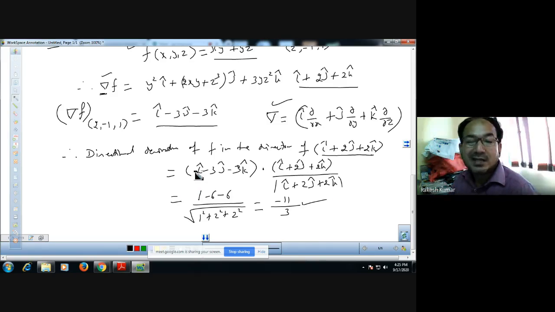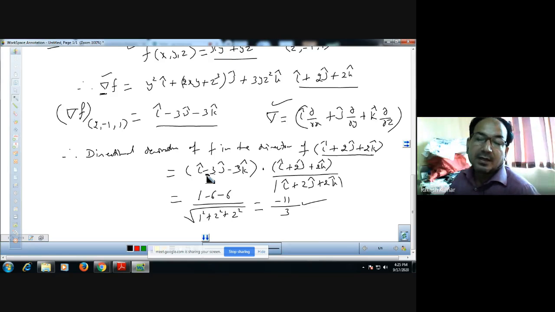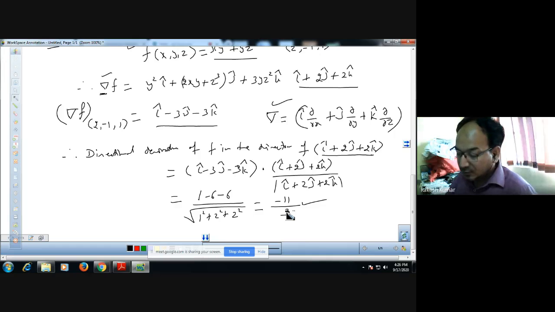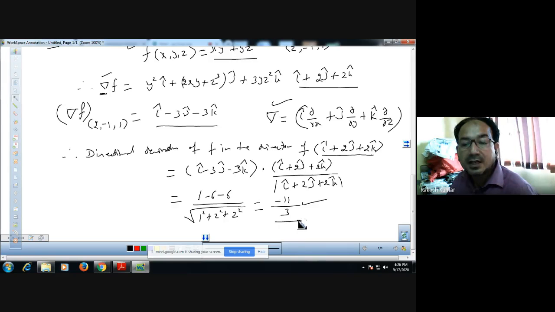So this is the directional derivative. What does it mean? The directional derivative of a scalar point function in the direction of some vector is always a scalar quantity. You just observe this. This is a scalar quantity.